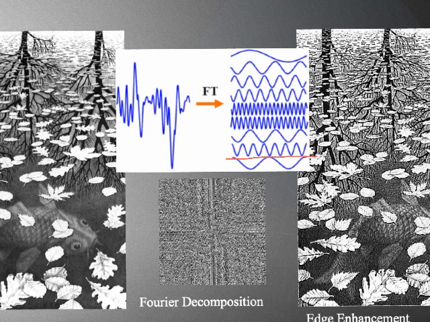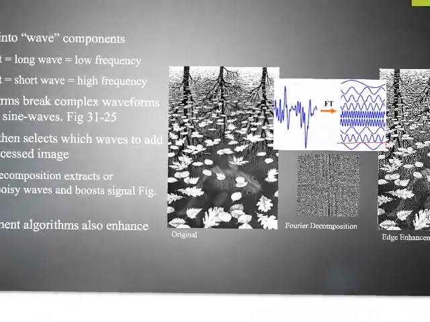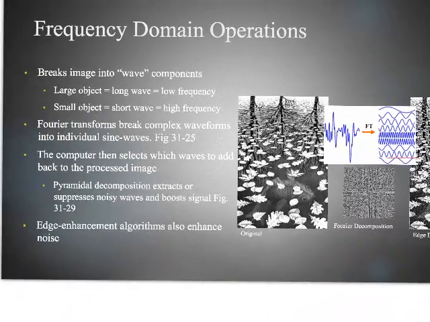Now, what's also interesting to observe on this image on the right is that we also have more image noise. The image is more mottled, it's more grainy looking. It has almost a texture to it. And that's because anytime we enhance an edge, we will also enhance the noise that is latent in the image. So as the computer selects which waves to add back into the processed image, we do what we call a pyramid decomposition, and we can use that to extract or suppress the noisy waves and boost the signals that we actually want. But again, to reiterate, anytime we're doing edge enhancement, we'll also enhance the noise, at least with a Fourier transformation.